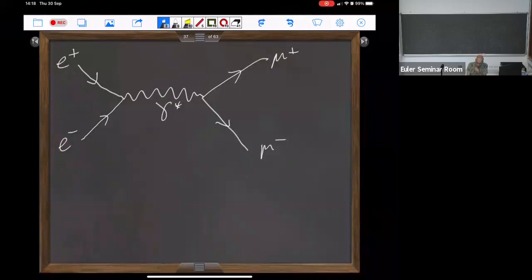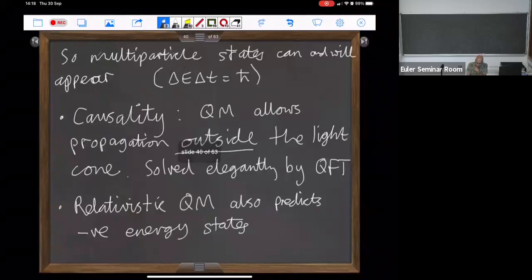And they're virtual because of the uncertainty principle. So if you consider a short enough interval of time, you can get a large correction to the energy of a state, and that allows you to create these multi-particle states.